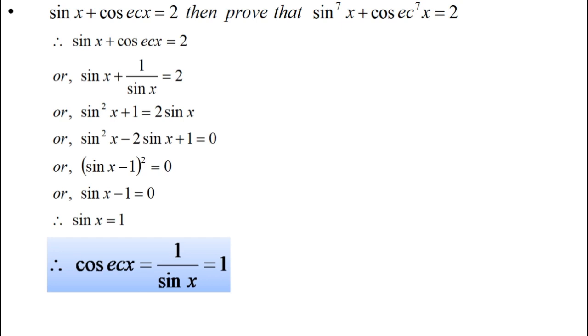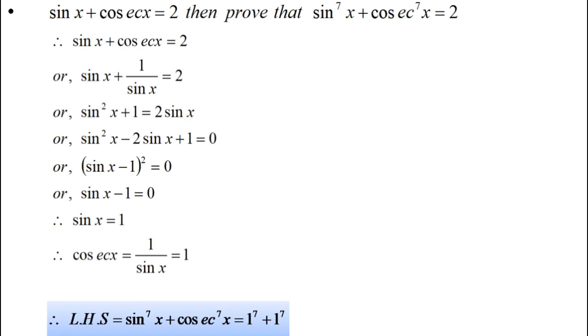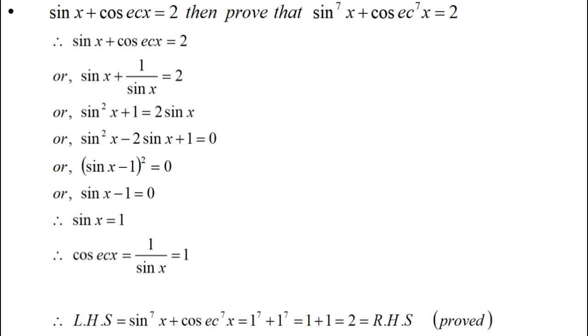Now in the question, LHS equals to sin to the power 7x plus cosec to the power 7x. Then sin to the power 7x is 1 to the power 7 and cosec to the power 7x is 1 to the power 7. Then LHS equals to 1 to the power 7 plus 1 to the power 7, or 1 plus 1 equals to 2. That is the RHS, hence proved.